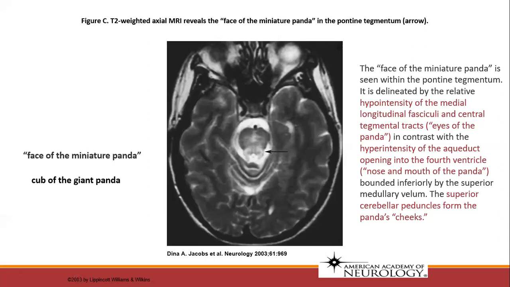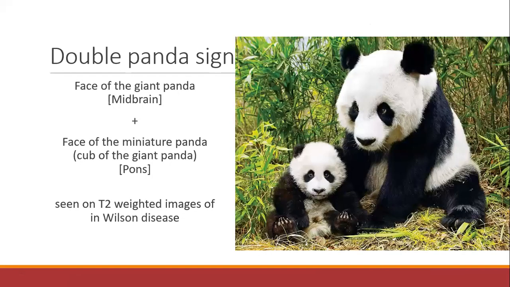You should be thorough with these components of the panda sign and where they are found when you are going for the exam. Double panda sign: when the face of the giant panda at the midbrain and the face of the miniature panda are both present in the same patient, it is referred to as the double panda sign.